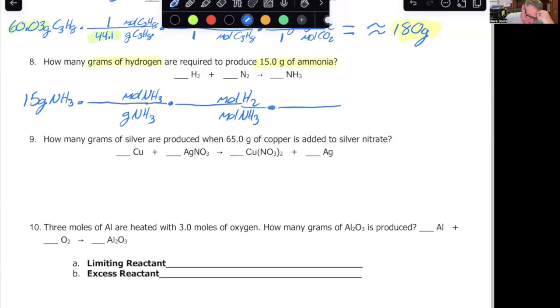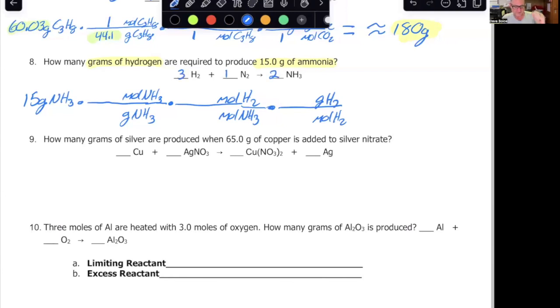And this is gram to gram. So let's move moles of H2 and convert that to grams of H2. All right, now I already know for the mole to mole ratio, I'm going to need to balance this equation. And so I'm going to do that real quick. And that's going to be 3, 1, and 2.